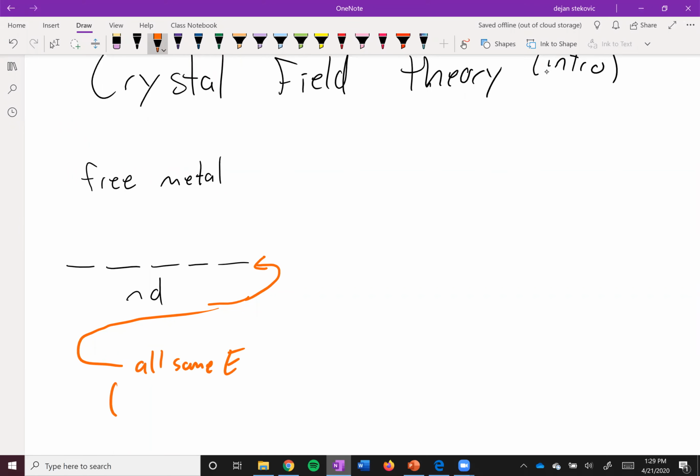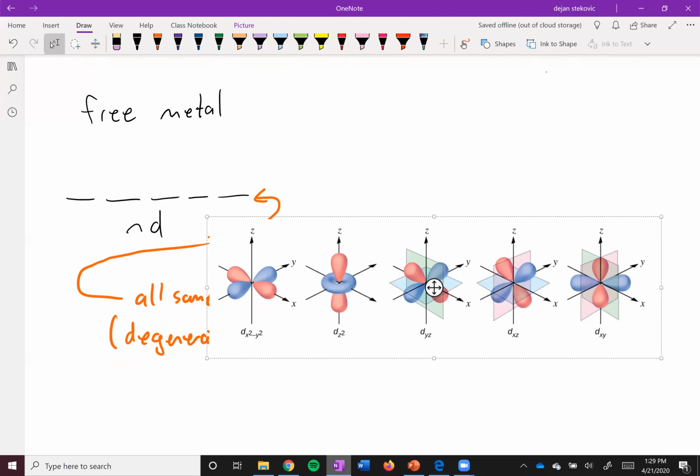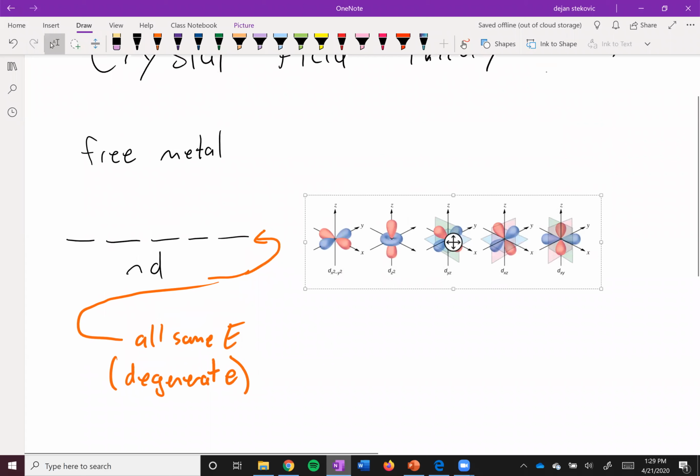Something that's all the same energy is known as degenerate. Cool. So let's take a look at these 5 orbitals. So here's a picture of them. You can see 4 of them are kind of these 4-leaf clovers, and then one's kind of this dumbbell with this sphere inside.